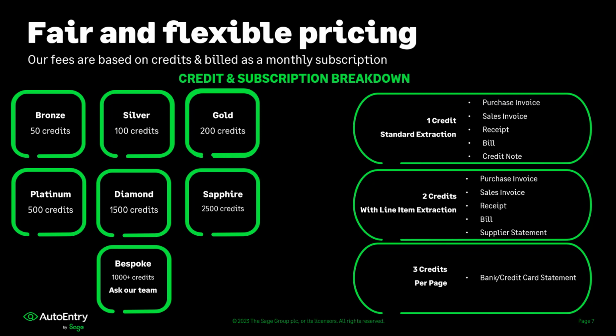One credit is going to be your standard extraction. So this is an invoice, receipt, bill, credit note. Two credits are going to be any invoice with line items extracted, so we do charge an extra credit for line item extraction. And supplier statements are also charged at 2 credits. And then 3 credits, this is going to be your bank and credit card statements as they are charged at 3 credits per page.